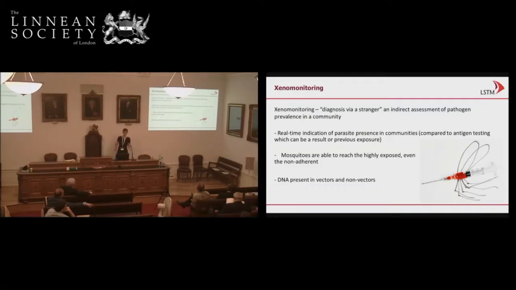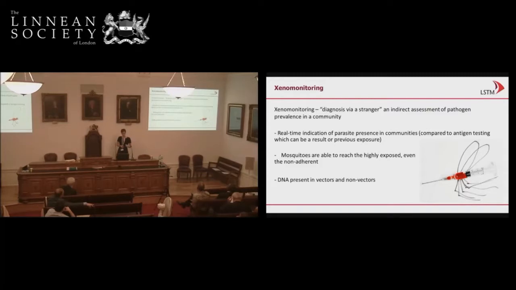So I'm a vector biologist, and my contribution to the multidisciplinarity is how can we use mosquitoes to give us more information about elimination programs. So xenomonitoring literally means diagnosis via a stranger. And this is an indirect assessment of pathogen prevalence in a community. This does not tell us about transmission, but it does give us a real-time indication of parasite presence compared to, say, for filariasis antigen testing, which tells us about previous exposure.